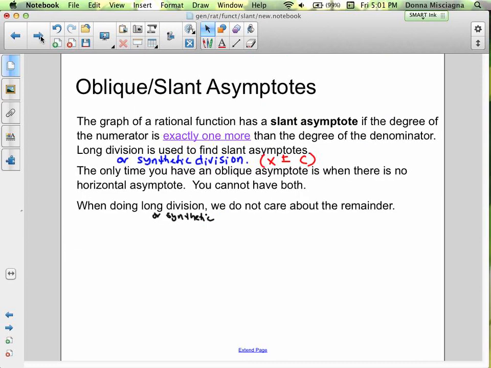Oblique asymptotes are also known as slant asymptotes. I'm going to end this podcast and I'm going to pick up and we'll learn about slant asymptotes.